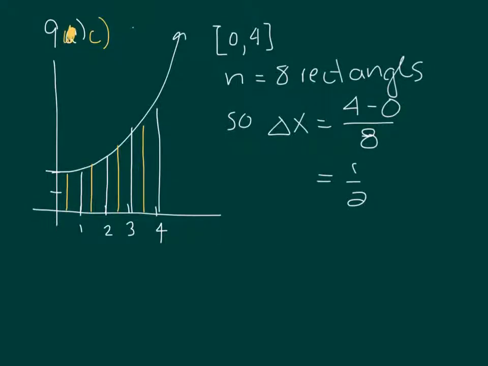For question 9c, this gets a little more challenging because we still have the same interval, 0 to 4, but we are breaking this into 8 rectangles. So the width of each rectangle is going to be 1/8 of this interval. So that's going to give us a delta x of 1/2.